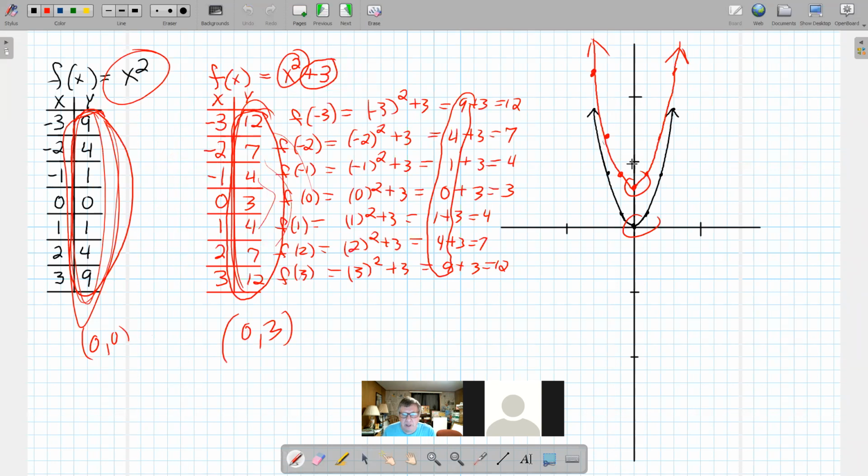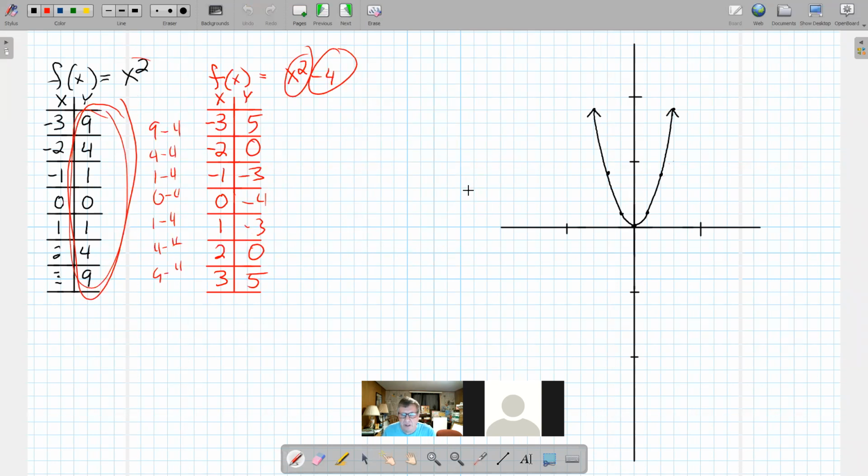Recall that here, a +3 moved the graph up 3 units. So what's a -4 going to do? It's going to bring it down 4 units. Right. So let's see. 1, 2, 3, 4. 1, 2, 3, 4. 1, 2, 3, 4. 1, 2, 3, 4.